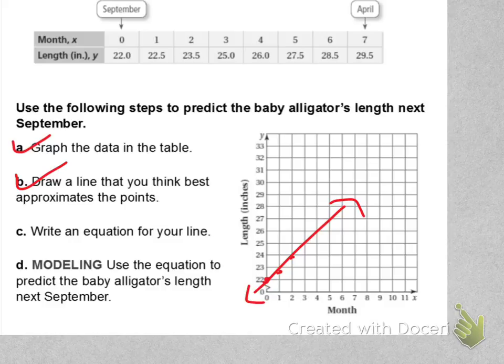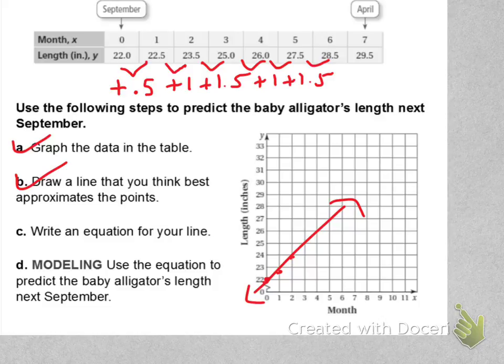So we are going to average the differences. So to get from 22 to 22.5, we add 0.5. To go from 22.5 to 23.5, we add 1. To go from 23.5 to 25, we add 1.5. Plus 1, plus 1.5, plus 1 again, and then plus 1.